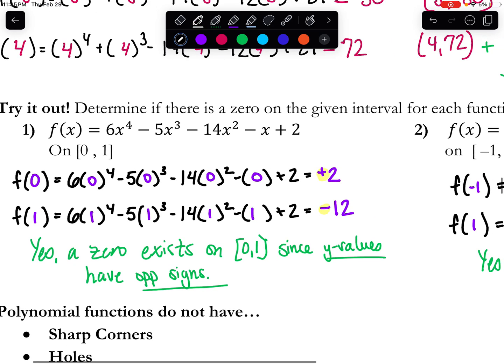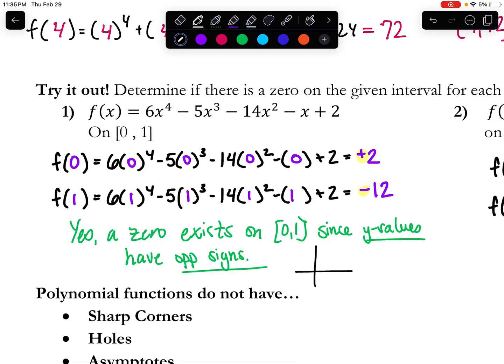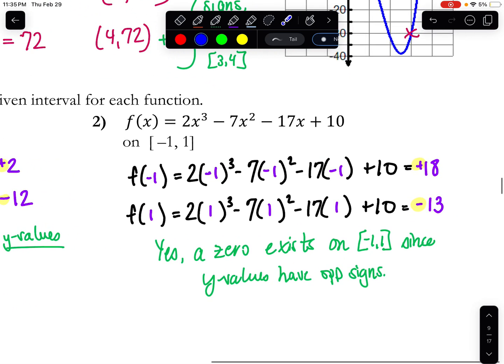If we were to sketch this out, when x is 0, y is positive 2. When x is 1, y is negative 12. So do you guys see when we connect these two, we're going to have to cross the x-axis here, right? At some point, to go from a positive y to a negative y, we're going to have to cross through 0. So yeah, because the y values have opposite signs, a 0 exists. And the same thing, coincidentally, happens with number 2. When we plug in negative 1 and positive 1, the y values have opposite signs. So because the y values have opposite signs, a 0 exists on this interval.